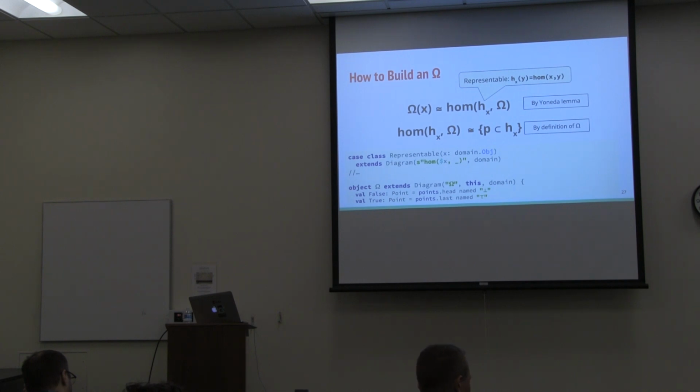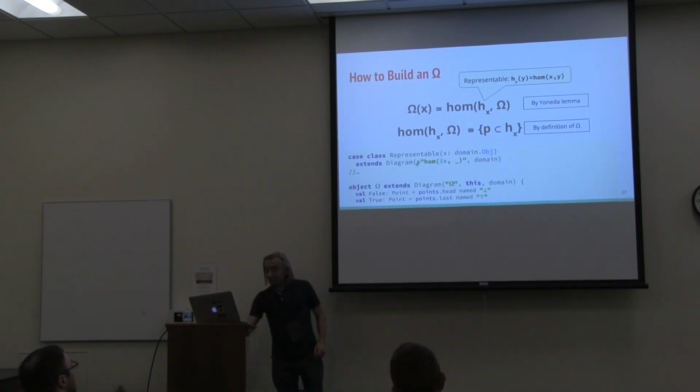We can say, like, P. All arrows from representable to omega are in one-to-one correspondence with subobjects of hx. And we build that representable, right? And we can list subobjects easily. Just list all subsets on each component and see which ones are compatible. So that's it. That's what we need to build it.